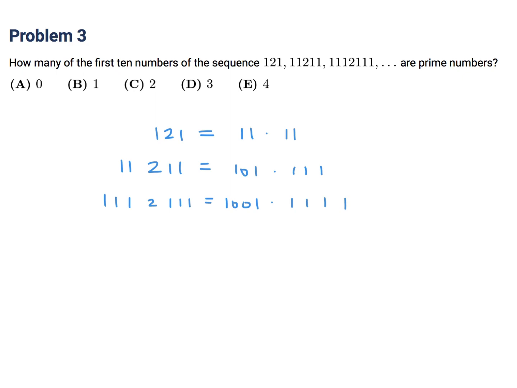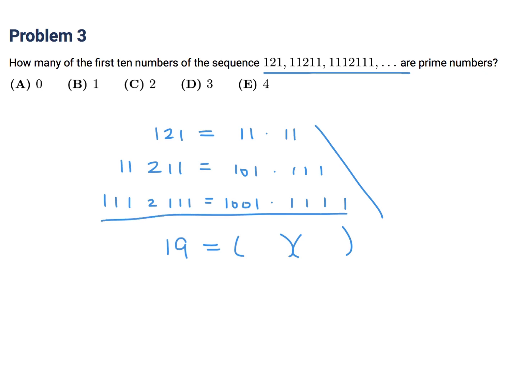So as you can see, there is a pattern there. Pretty much every single number in that sequence can be factored into two numbers. Because all of them can be factored into two numbers, none of them are prime. Prime numbers cannot be factored, right? 19 cannot be factored into two numbers other than 1 and itself. But as you can see, all of these can. So none of them will be prime numbers, so the answer would be 0.